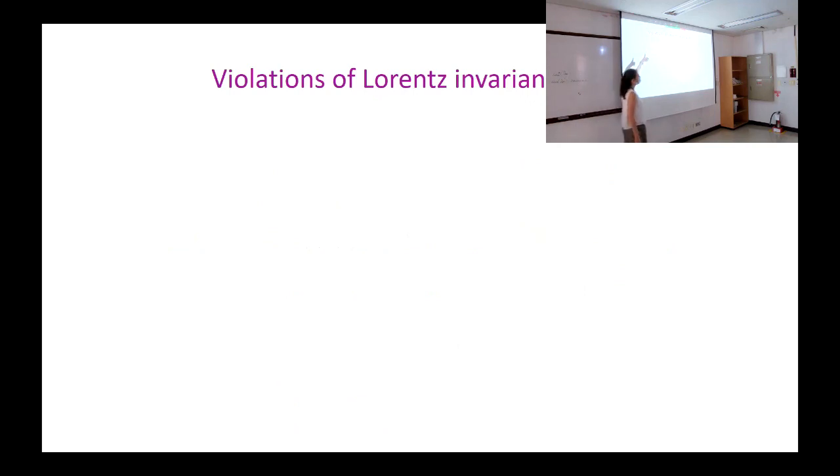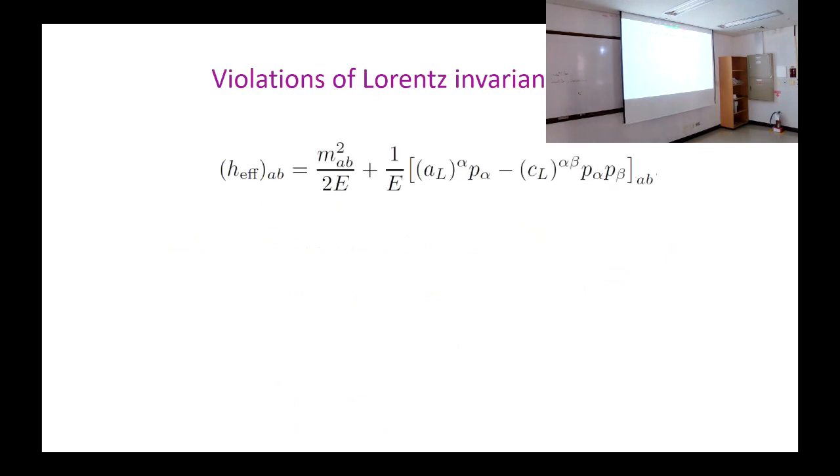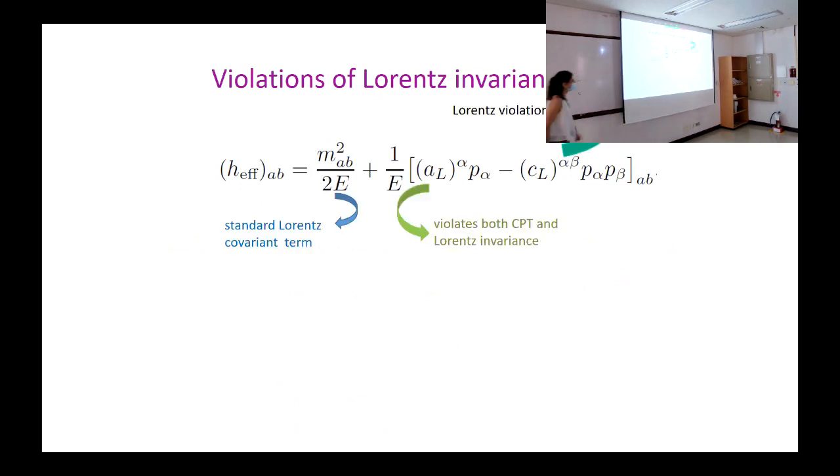So I can also talk about violation of Lorentz invariance. Violation of Lorentz invariance is not as sacred as CPT. It can be incorporated into the effective Hamiltonian in the same way as before, where the first term is the standard Lorentz covariant term. This term, you may think of it like a vector acquiring a VEV. This a is a dimensionful parameter, and this term violates both CPT and Lorentz invariance. This term is like a tensor acquiring a VEV, and it violates only Lorentz invariance.